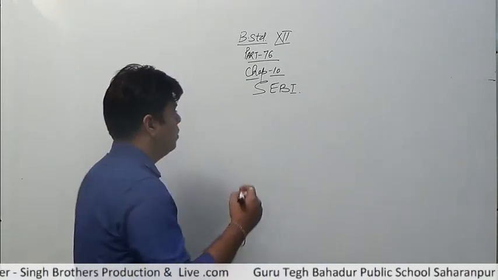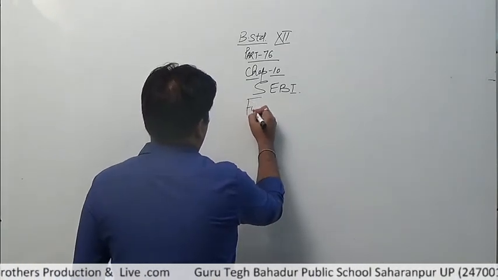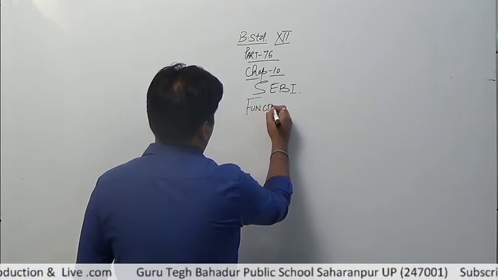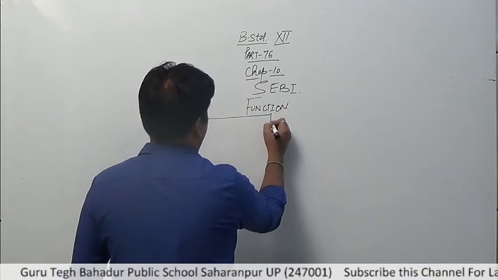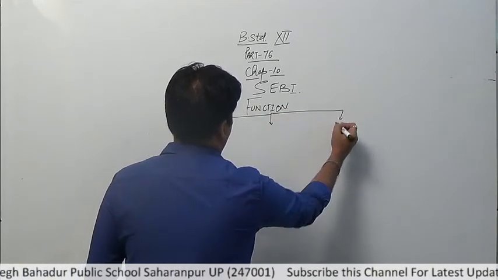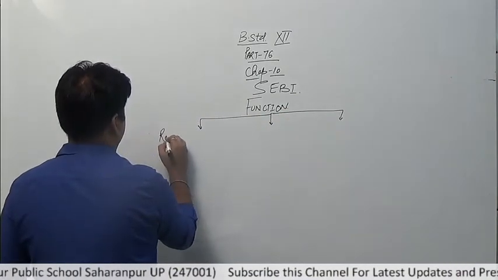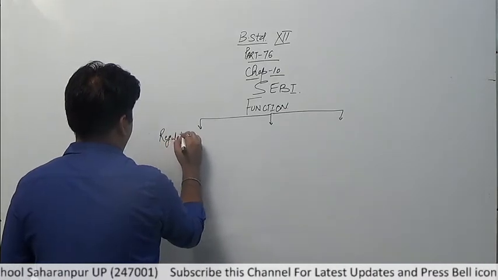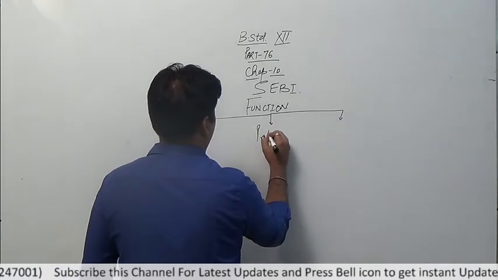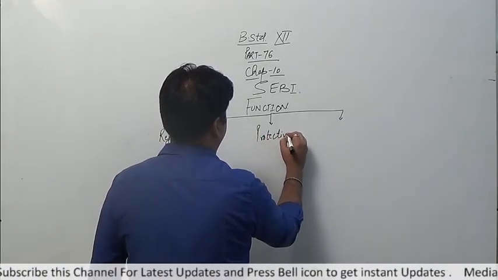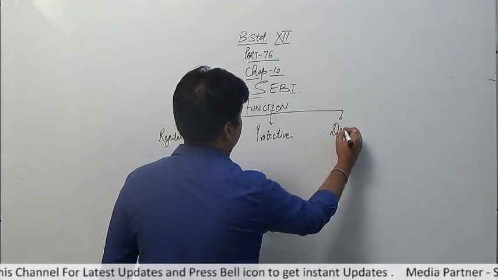Now there are some functions. The functions of SEBI have been categorized into three parts: regulatory, protective and development.